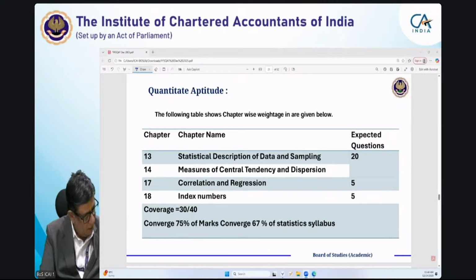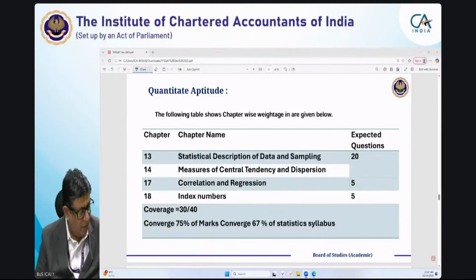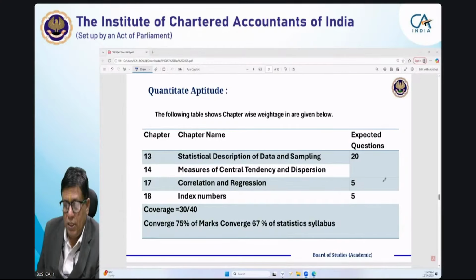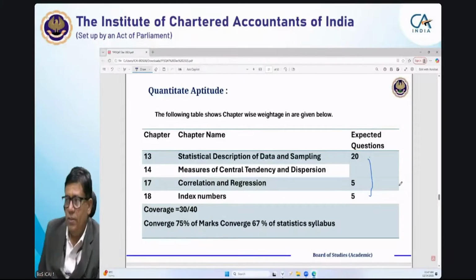If we move to the index numbers, 5 questions were given in the September 2025 examination, and from correlation and regression also 5 questions. That means if you focus on these chapters, that is 30 marks out of 40 marks, 75% marks coverage in 67% of the statistics syllabus, which is very important. If you thoroughly prepare this, you can get 30 plus, and even 20 marks from logical reasoning. That means 50 marks, so very easily you can score very well.